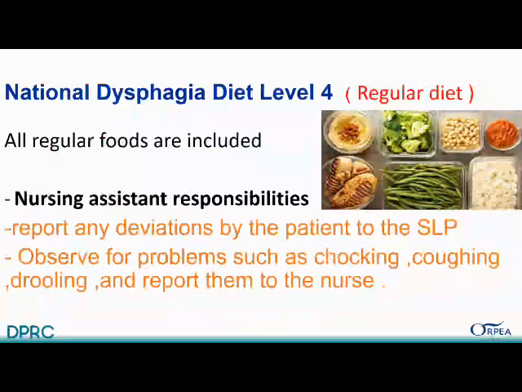Diet Level 4, regular diet. All regular foods are included. Responsibilities for the nurse: report any deviation by the patient to the speech therapist. Observe for problems such as choking, coughing, drooling, and report them to the nurse.